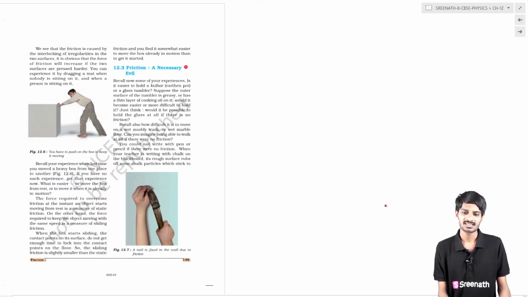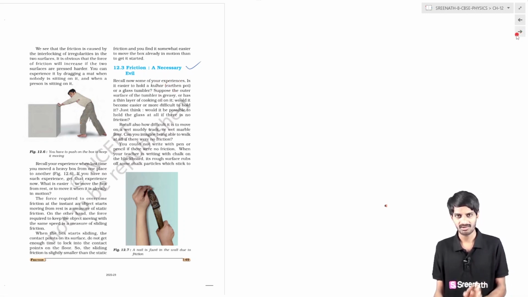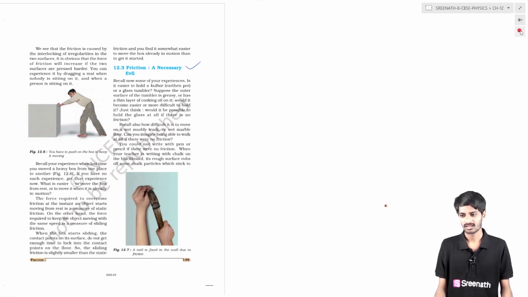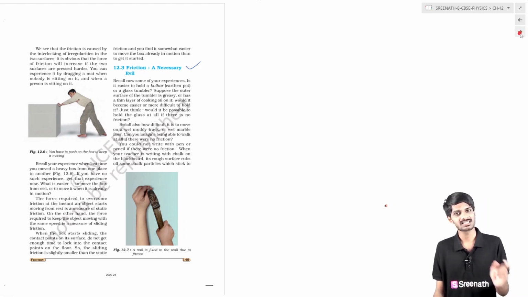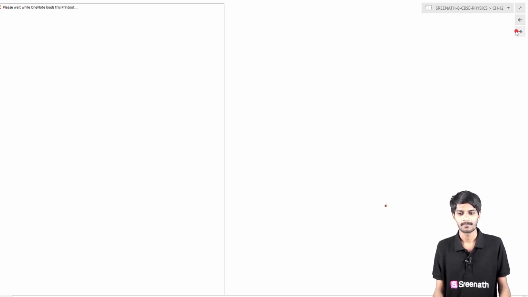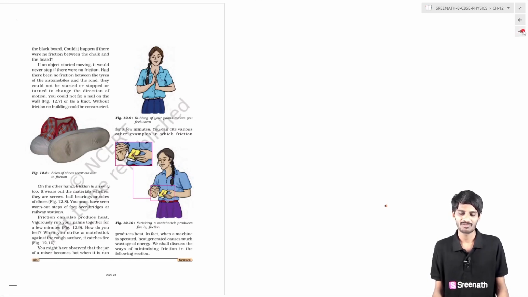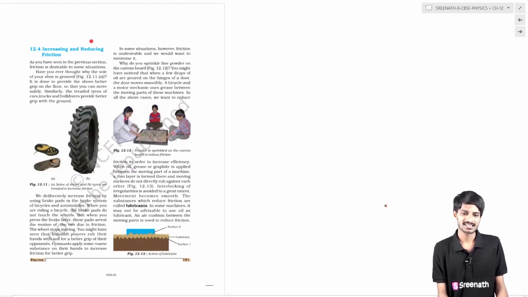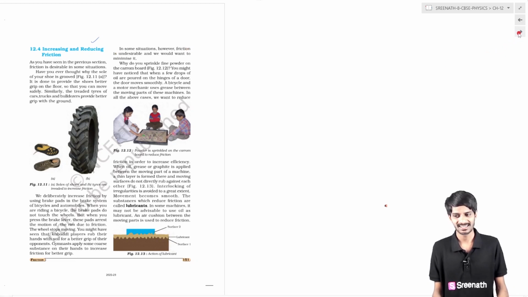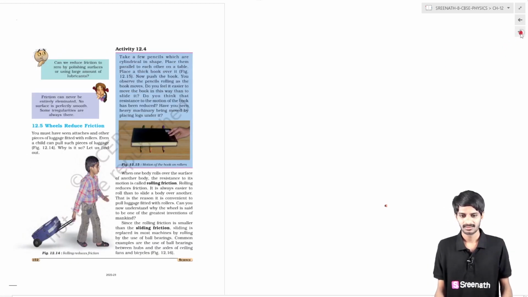The third topic is friction, a necessary evil. Friction is a necessary one, and at the same time it is an evil one. In which cases is it necessary, and in which cases does it behave like an evil? We are going to learn about this. The fourth topic is increasing and decreasing friction. How can we increase friction, or how can we reduce friction? We are going to know about it.